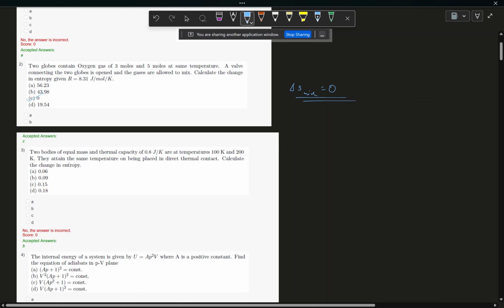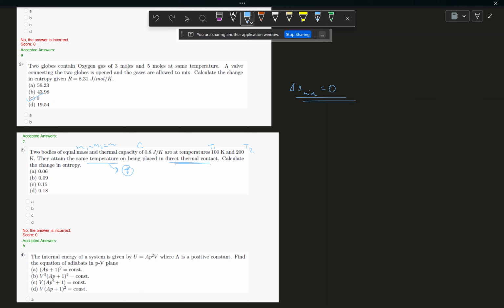So question number 3 is that two bodies of equal mass and thermal capacity of 0.8 joule per Kelvin, so this is your heat capacity C, and their masses are identical, so M1 equal to M2 equal to M, let's say, are at two different temperatures. T1 is 100 Kelvin and T2 is 200 Kelvin. They attain the same temperature on being placed in direct thermal contact. Let's say after they are in thermal contact, their final temperature of both the bodies is T, because now their temperature has been equilibrated.